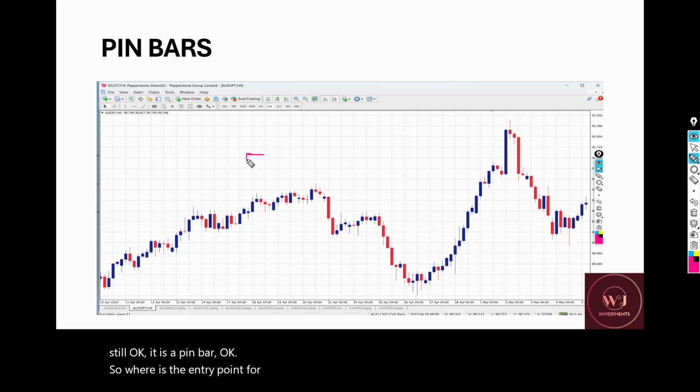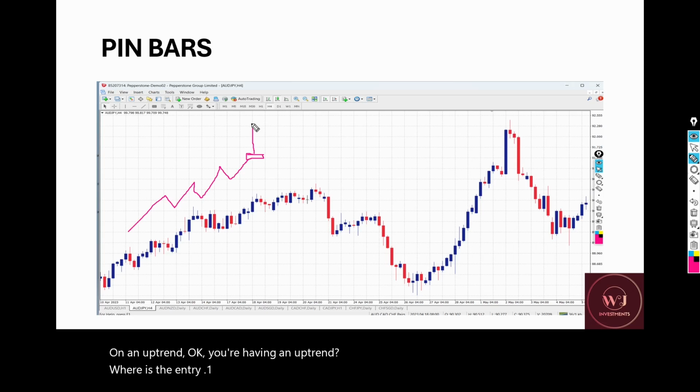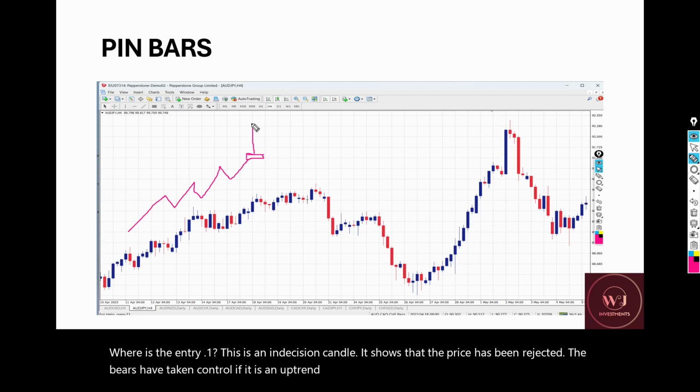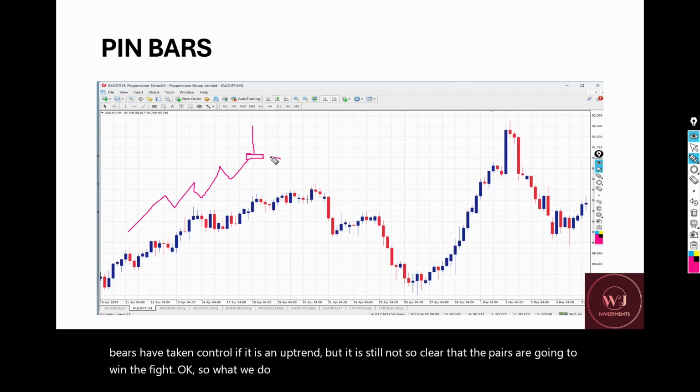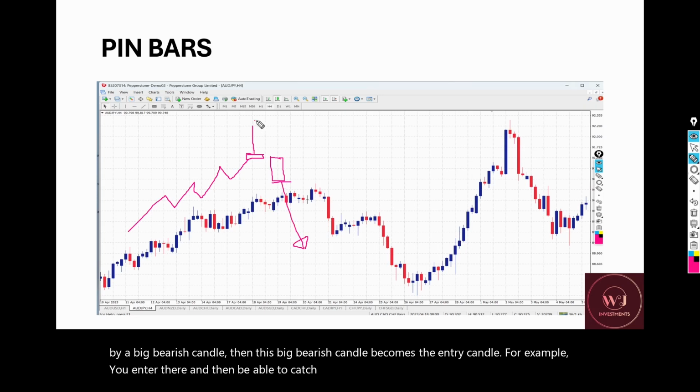For example, if you have a candle like this on an uptrend, where is the entry point? One, this is an indecision candle. It shows that the price has been rejected. The bears have taken control if it is an uptrend, but it is still not so clear that the bears are going to win the fight. So what we do is wait for a confirmation candle. If this candle is followed up by a big bearish candle, then this big bearish candle becomes the entry candle. You enter there and catch the wave down, and the stop loss is always above the pin bar or 1.5 of the ATR.